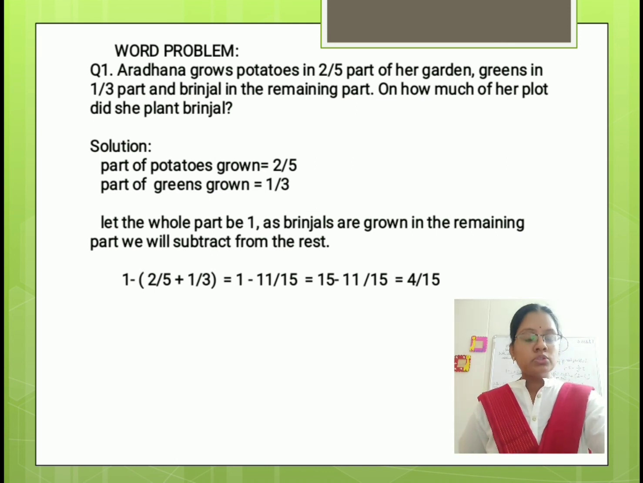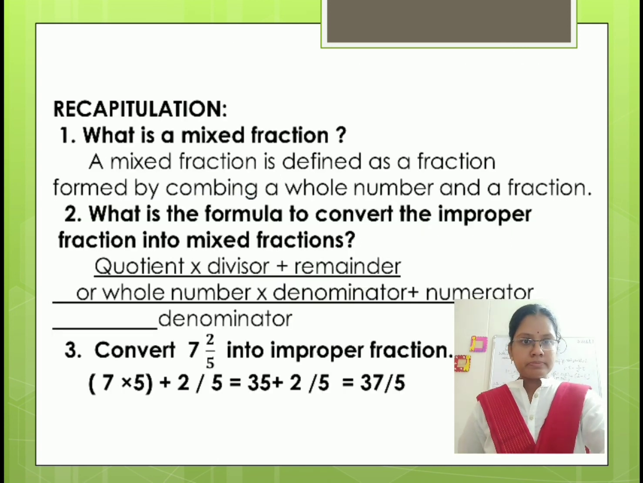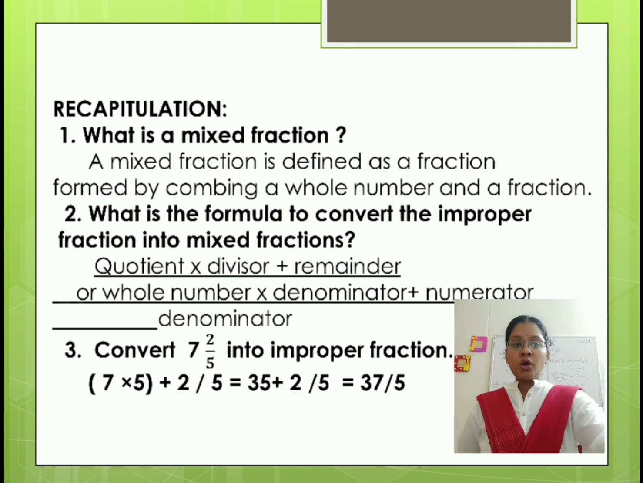Now, let us see that you have learnt all these things clearly. Okay. Now let us see how much you have learnt. What is a mixed fraction? A mixed fraction is defined as a fraction which is formed by combining the whole number and a fraction. Now what is the formula to convert the improper fraction into mixed fractions? Quotient into divisor plus remainder. Or you can use the whole number into denominator plus numerator by denominator.